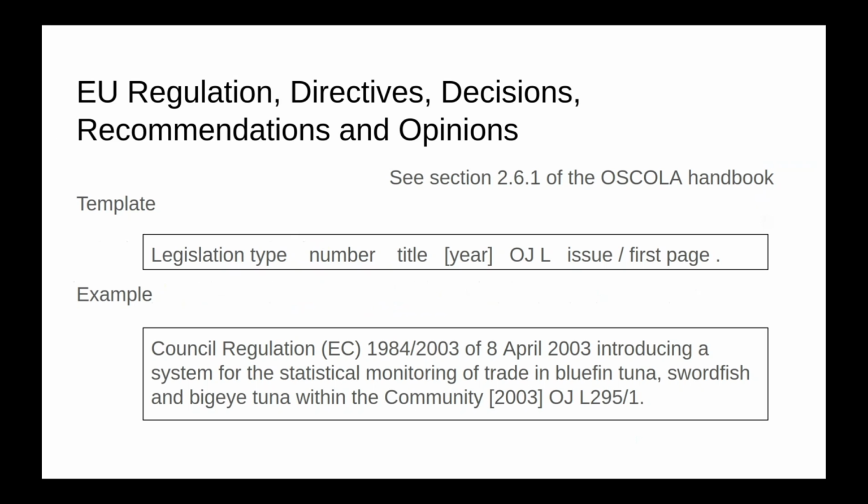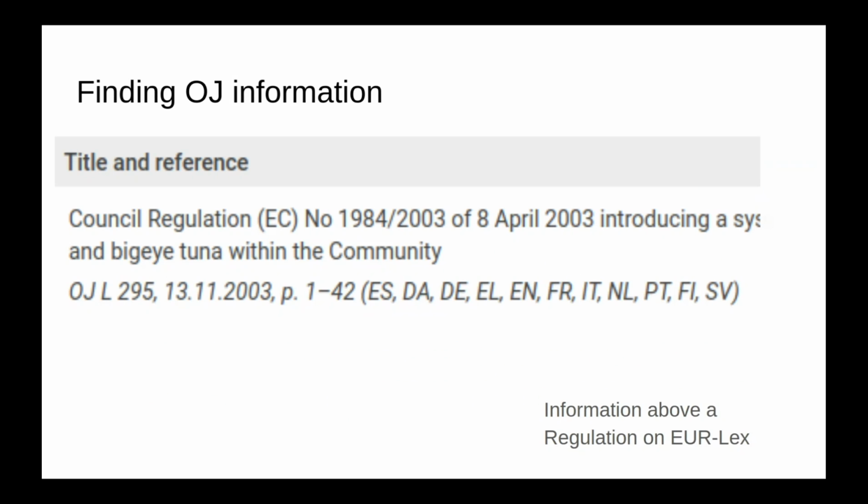Let's quickly look back at EUR-Lex. The legislation type and number is here for us. It says Council Regulation EC 1984/2003 of 8 April 2003, introducing a system, and so on. And then it carries on with the title. So by copying and pasting the title from EUR-Lex, it scoops up the legislation type, number and title all in one. So it covers all of those elements.